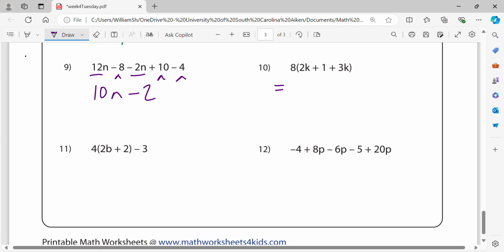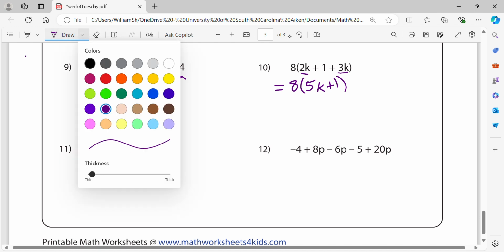Keep in mind that if you distribute it on step 1, it's okay. You can still simplify and get the same correct answer. But the easiest way to do this is to simplify what's inside the parentheses first. So 2k plus 3k is 5k. Got to leave the plus 1 in there and keep the parentheses on it. We've simplified the inside of the parentheses. Now we need to distribute the 8.